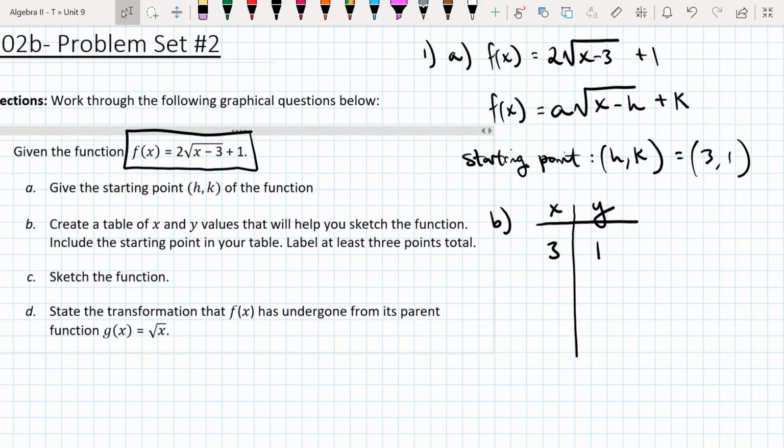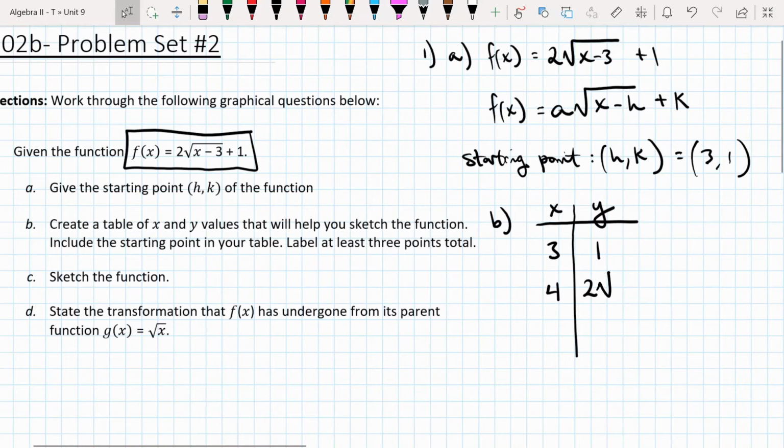Perfect squares are numbers like 0, 1, 4, 9. And what I mean by perfect squares is when you take the square root of those numbers, you get an integer rather than some irrational number. So we plug in 3, we get 0 underneath the radical, so that one works out nicely. Another one we could use is 4. If we plug 4 into the radical, we get 2 times the square root of 4 minus 3, plus 1. Well, that is just 2 times 1 plus 1, which is 3.